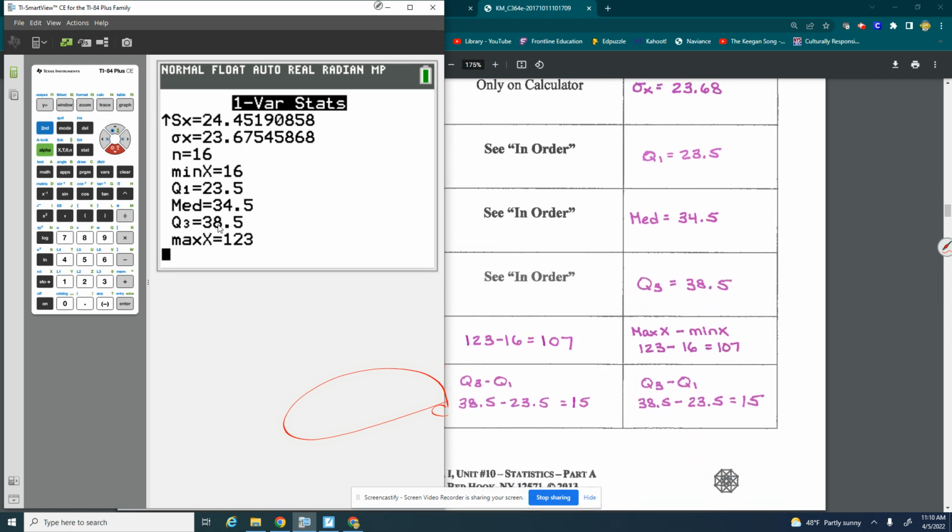Q3 is 38.5. And our range is maximum minus minimum. So 123 minus 16. And the interquartile range is Q3 minus Q1. So you can get this doing it by hand, or you can use stat edit and stat calc number 1 in your calculator.